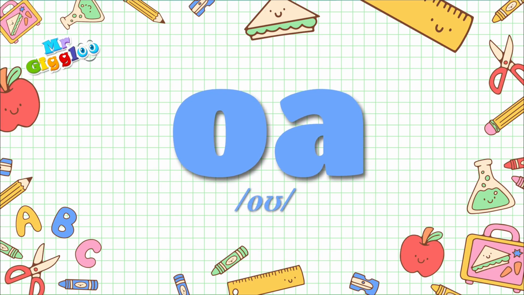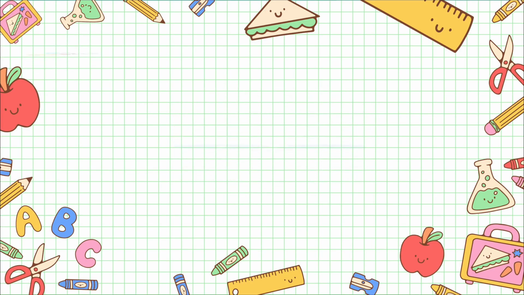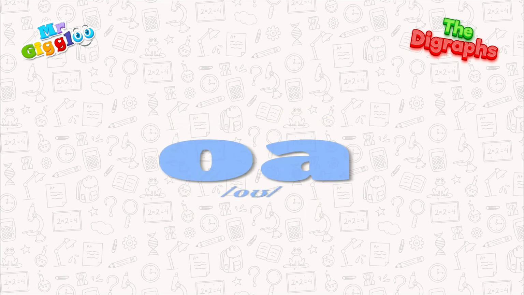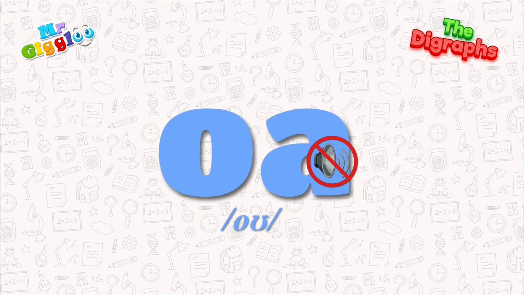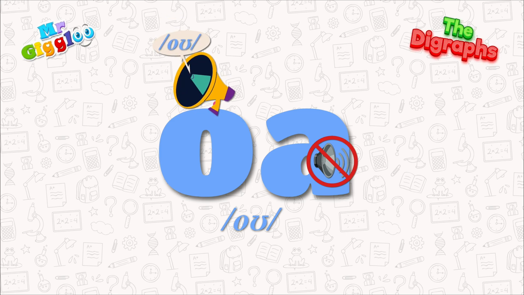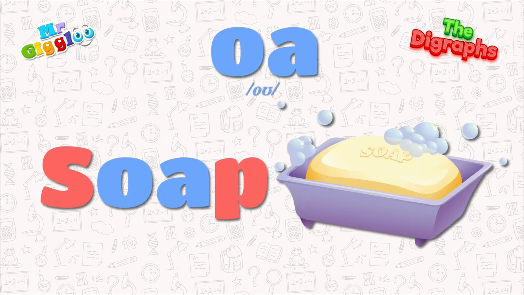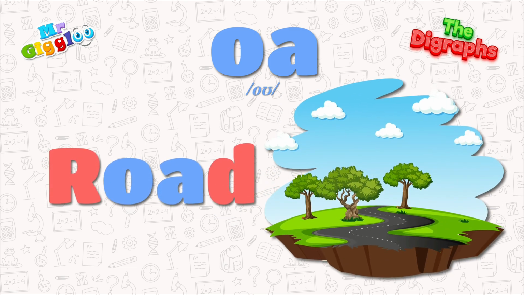And next one is O and A. When O and A come together, the A becomes silent and does not make any sound, while O gives its sound, just like in the word boat, soap, road.